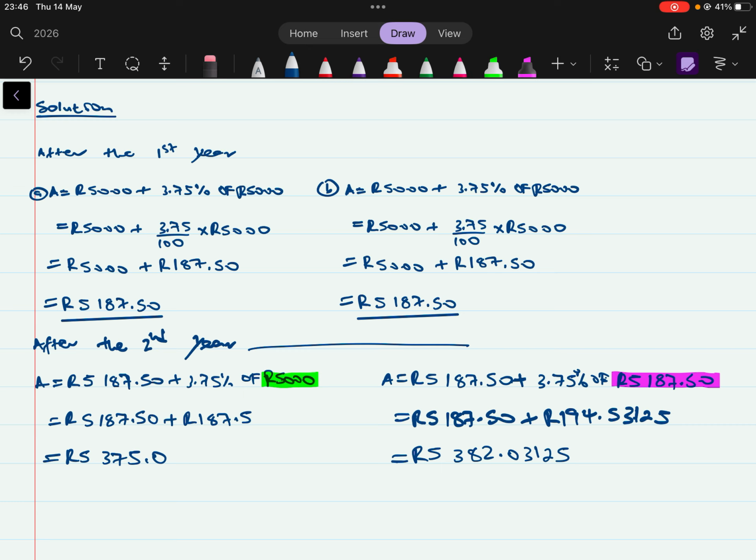So you can already see that after the second year, or after 2 years, with compound interest, having invested the same amount, you will be having more money in your account. In this case, you have 5,382 Rand 3 cents, and with simple interest, you will have 5,375. 75 is less than 82. Okay, so it's always best, if you're trying to accumulate wealth, to go with compound interest.